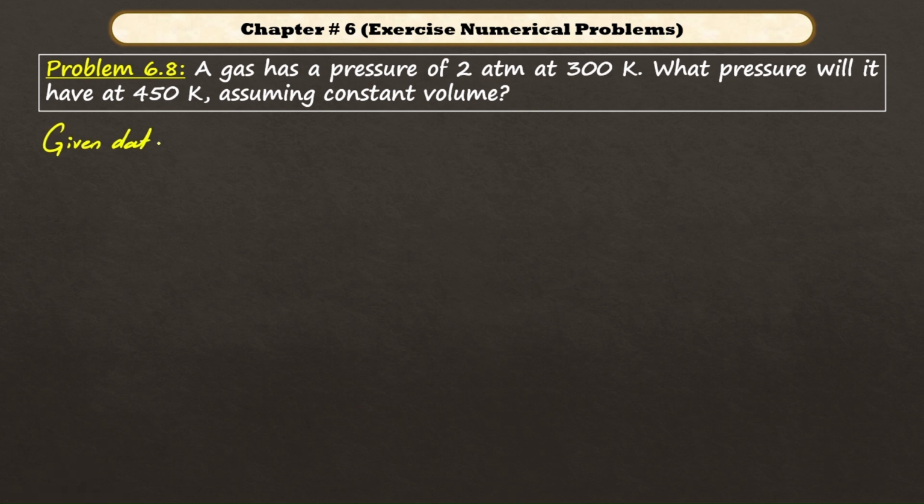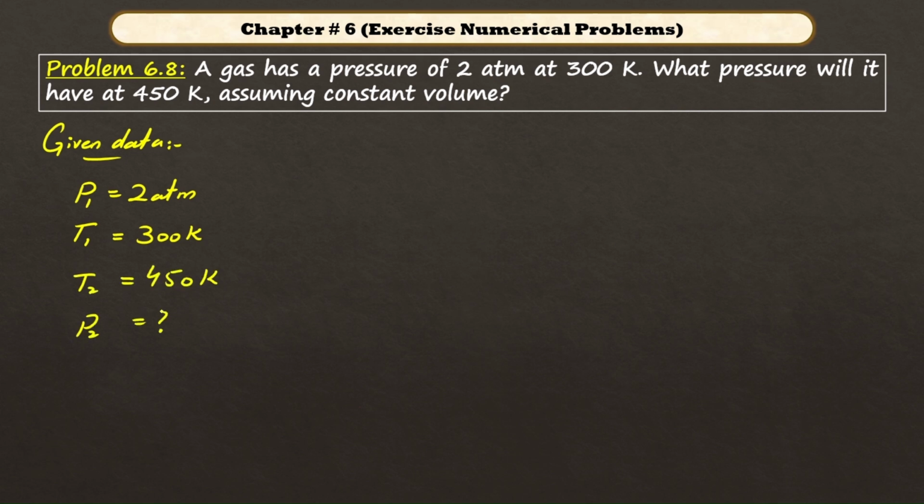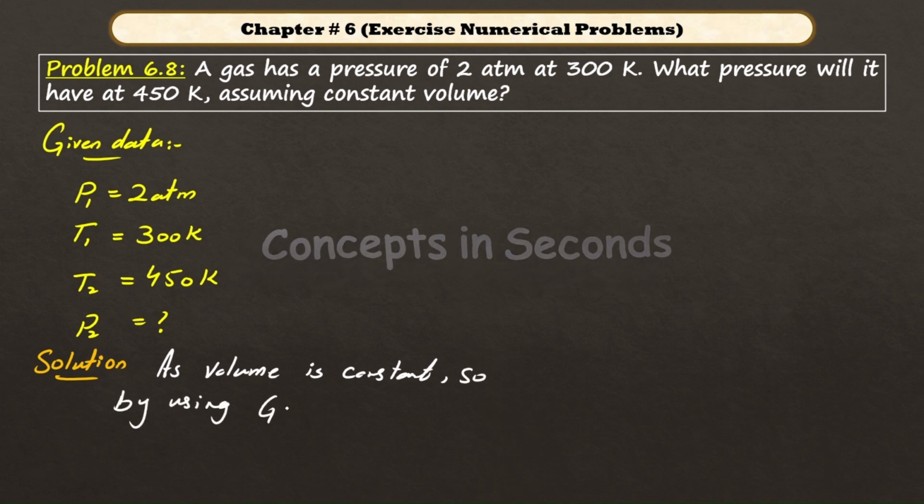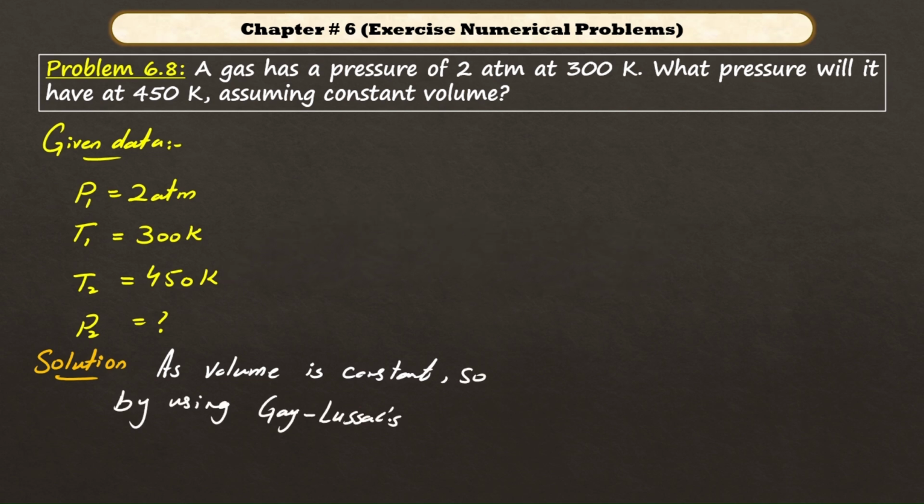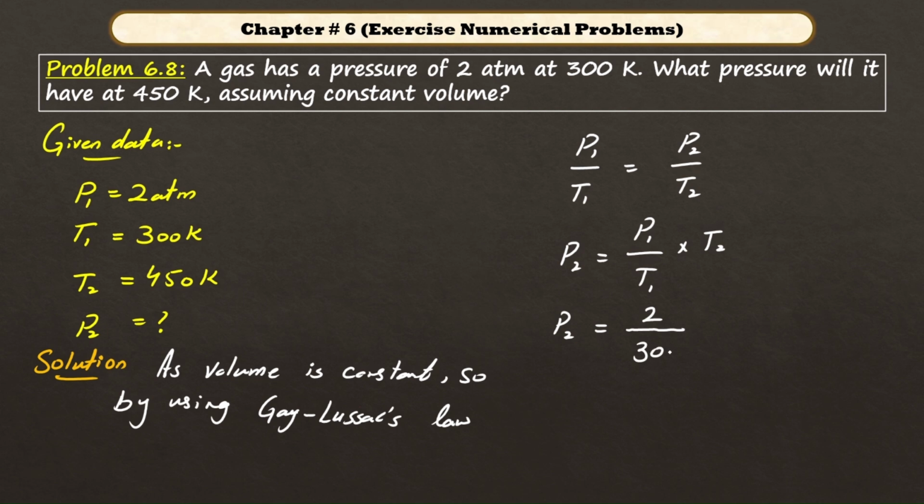Given data, P1 is equal to 2 atm, T1 is equal to 300 Kelvin, T2 is equal to 450 Kelvin and P2 is equal to question mark. Solution: as volume is constant, so by using Gay-Lussac's law, P1 over T1 is equal to P2 over T2. Separate it for P2, and by putting the values of P1, T1 and T2, it becomes equal to 3 atm. This is the right answer.